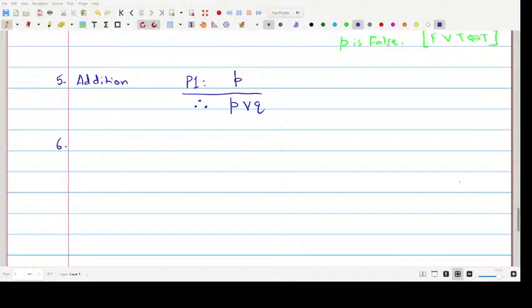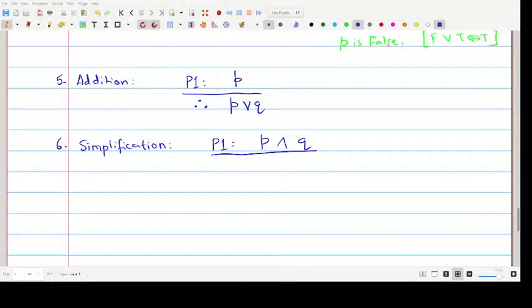Then comes the rule of simplification. Well, this rule of simplification is also very easy. These are very easy rules, my students. Here as well, like the previous rule addition, there is just one premise. So in that context, it is similar. This premise P1 is P and Q, P conjunction Q.